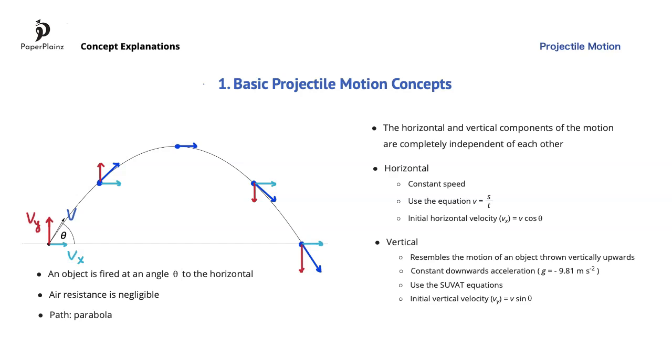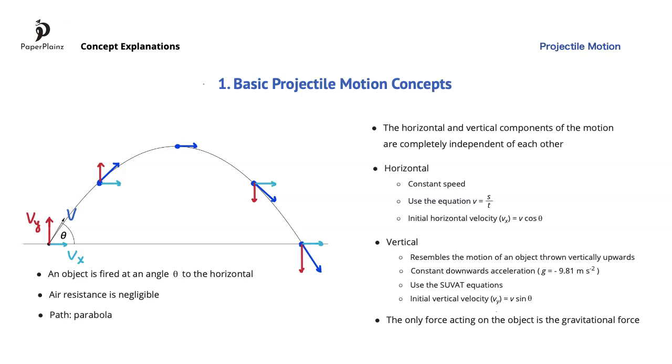A final key point to mention here is that throughout the entire motion of the object, the only force acting on it is the gravitational force. Intuitively, it might seem that there is also a horizontal force acting on the object, since the object is also moving horizontally, but remember that the horizontal component of the velocity is constant, and since constant velocity means no acceleration, there cannot be a horizontal force acting on the object.